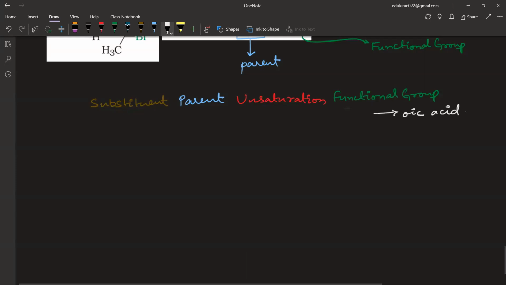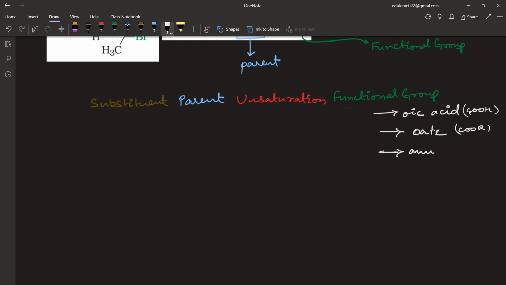Akshay, Krishna, both of you know what is oic acid? Yes or no? Please tell me. Yes, sir. Okay? Or you can end the name with oate. What is oate? You know? Yes or no? Tell me. Yes, sir. It will be COOR, right? Ester. Or you can end this with amide.